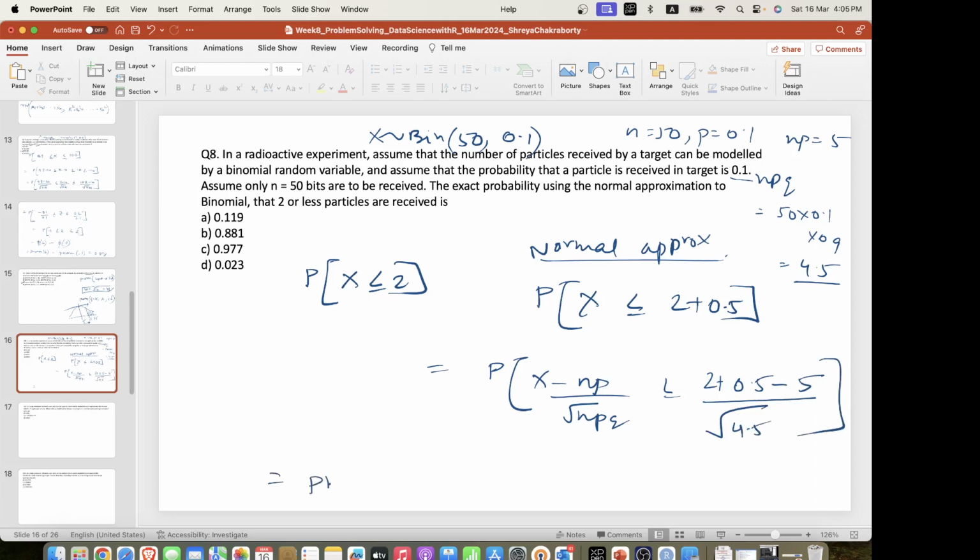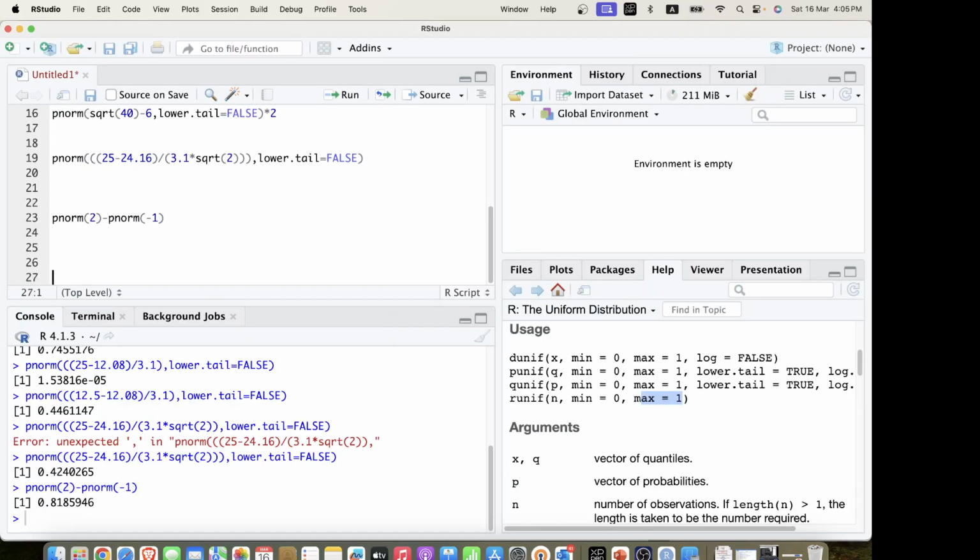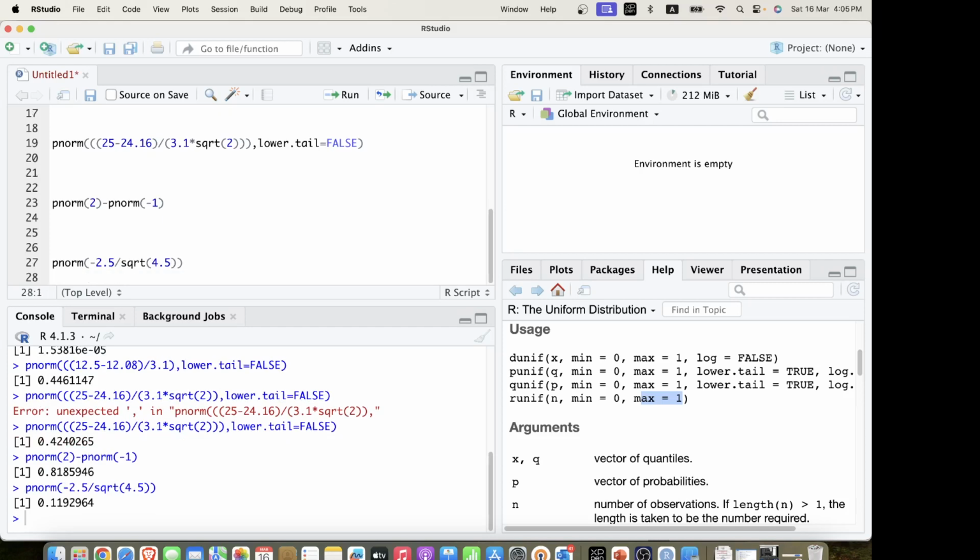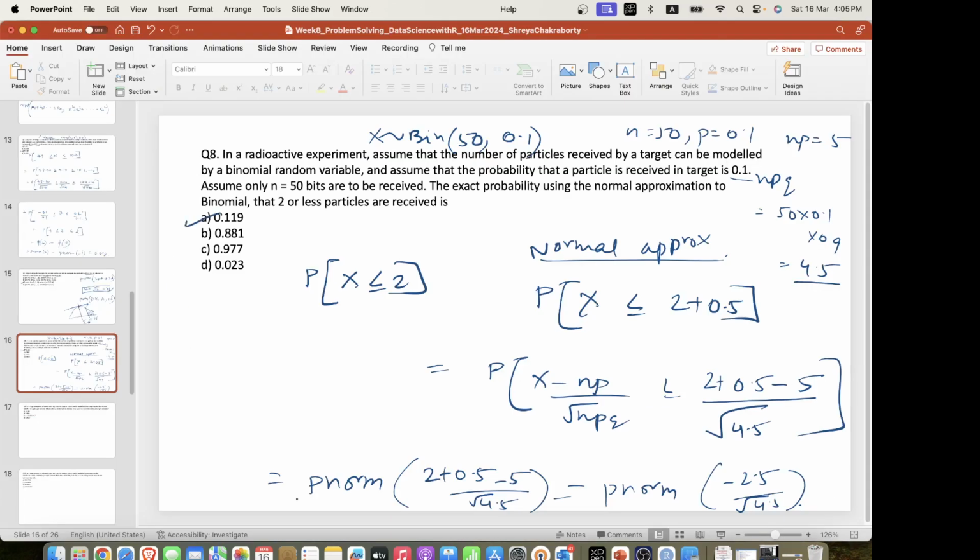So then this would be P norm, this thing, 2 plus 0.5 minus 5 by root over 4.5. So it should be P norm 2.5 minus 2.5 by root over 4.5. We'll just calculate. So it should be P norm of minus 2.5 divided by square root of 4.5, and that would be 0.119, this thing. So the answer is 0.119.